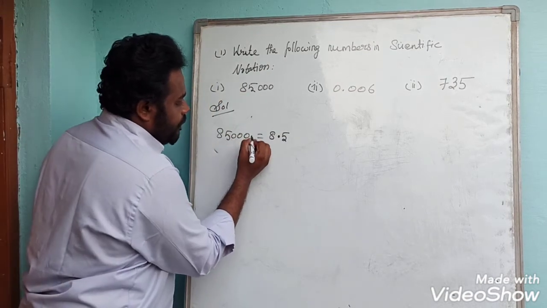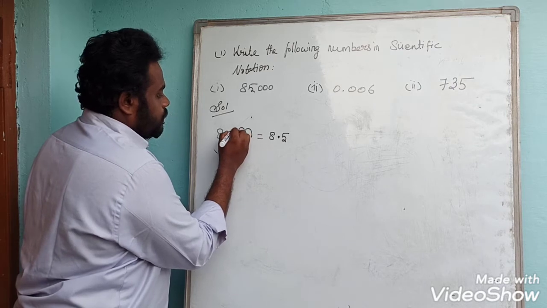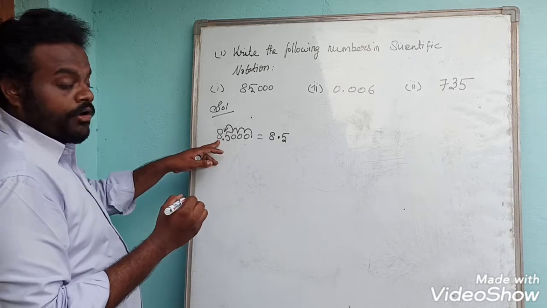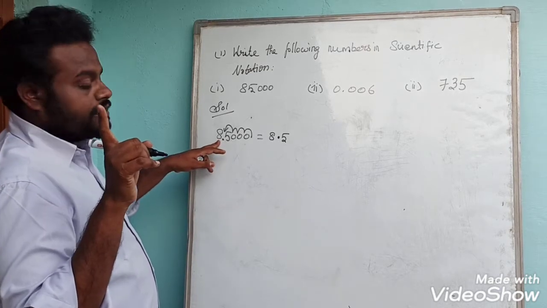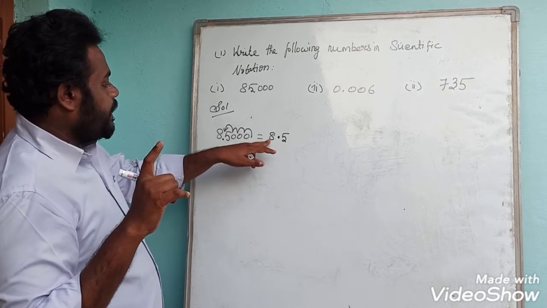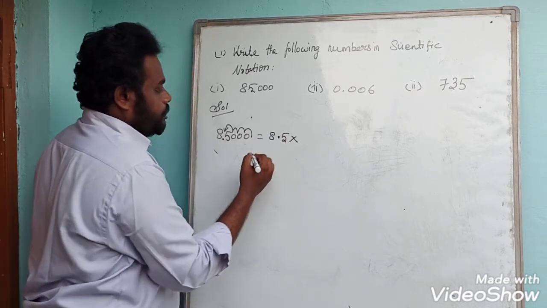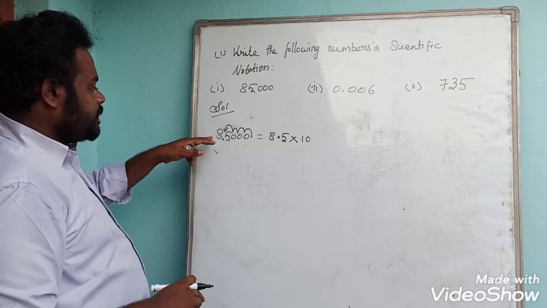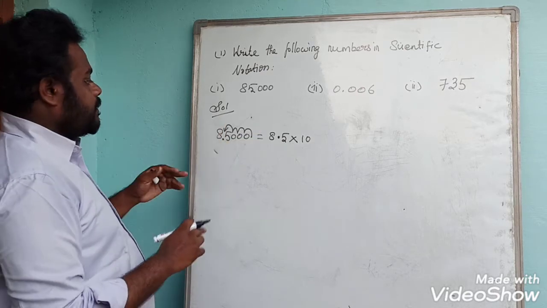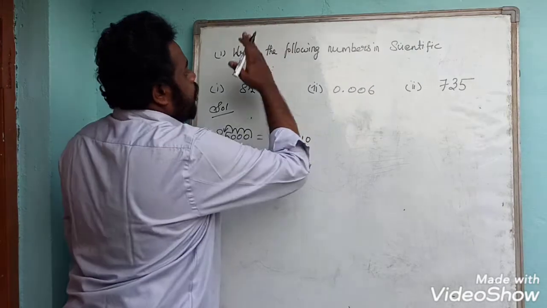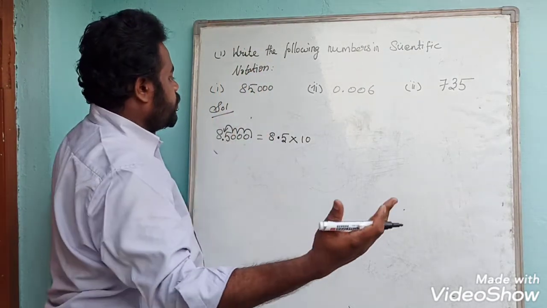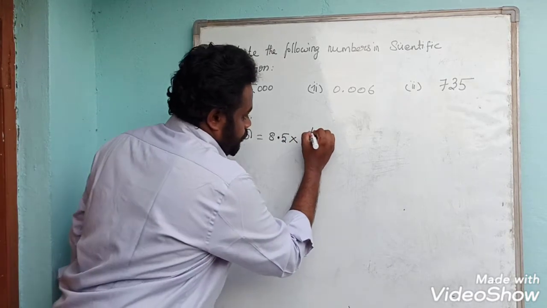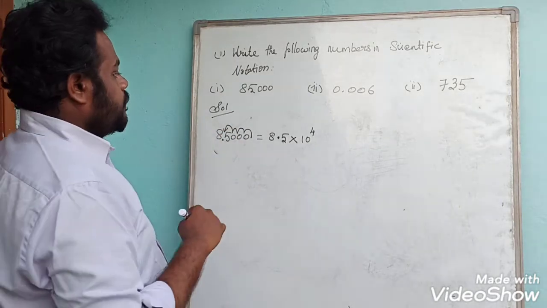The decimal point is here. 1, 2, 3, 4. So the decimal point is placed here. Left of the decimal point we need one number. So we take 8.5 into 10, the base is already 10. The decimal point moves to the left side. As already told, from usual number to scientific notation, when the decimal point moves left, the power is positive. 4 steps.